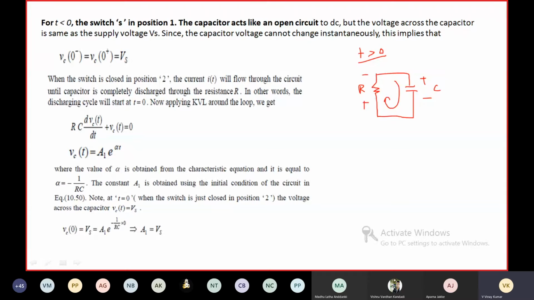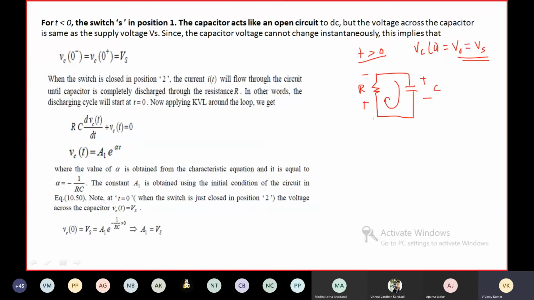This will be the circuit for t greater than 0. Already some energy is stored in this capacitor. Already some initial value is present in this capacitor. What is that initial value? VC of 0 is equal to V naught, which is equal to Vs in this particular circuit. It could be any value depending upon the circuit. For this particular circuit, V naught is equal to Vs.